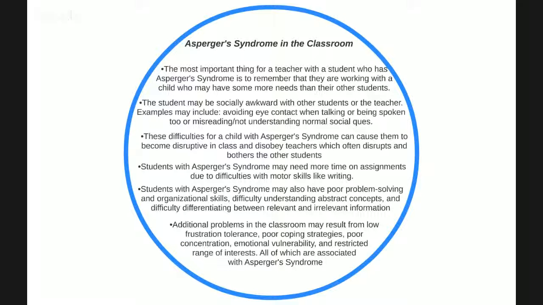So on a sort of textbook assignment where you're reading information and then answering questions, it may be difficult for them, one, to write that fast, or two, to pick out the important relevant information and then write it down. Additional problems in the classroom may result from low frustration tolerance, poor coping strategies, poor concentration, emotional vulnerability, restricted range of interests. And all of these, again, are symptoms of Asperger's syndrome.